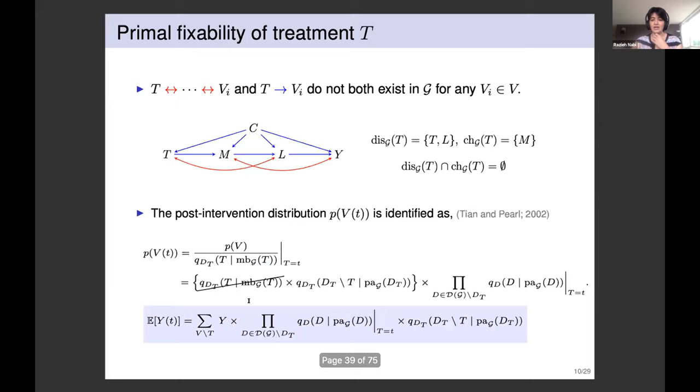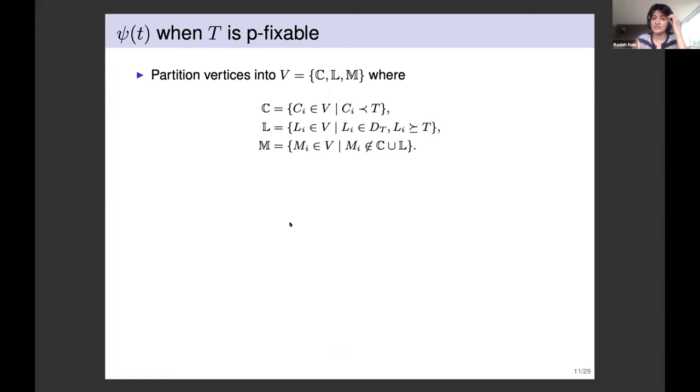So we are interested in the counterfactual mean. By doing some rearrangement and marginalization, we get that the counterfactual mean is identified in this form. But we want to see how this relates to the topological factorization. We want to replace these Qs with the ordinary conditional densities. To do that, I'm just going to introduce a new notation to avoid cluttering.